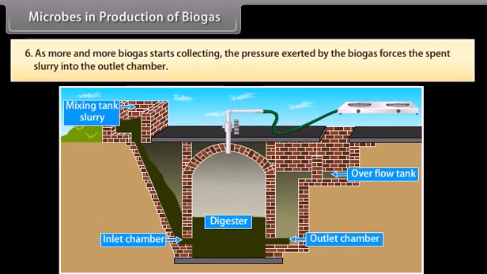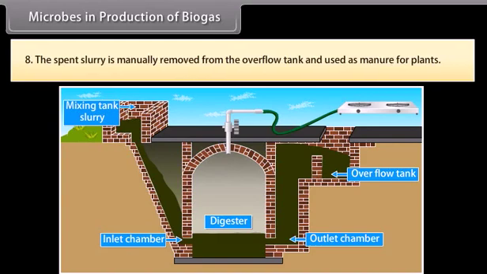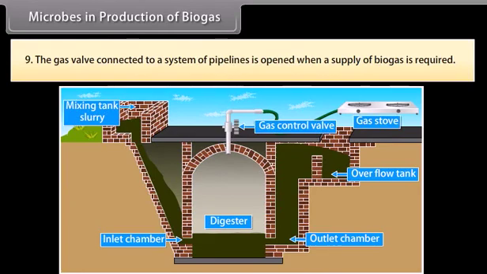Number 6. As more and more biogas starts collecting, the pressure exerted by the biogas forces the spent slurry into the outlet chamber. Number 7. From the outlet chamber, the spent slurry overflows into the overflow tank. Number 8. The spent slurry is manually removed from the overflow tank and used as manure for plants. Number 9. The gas valve connected to a system of pipelines is opened when a supply of biogas is required.